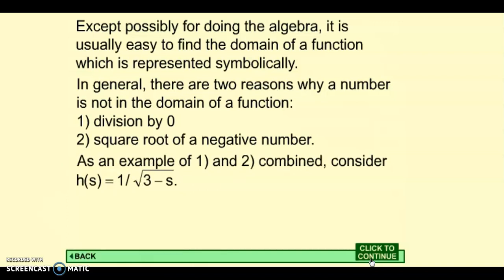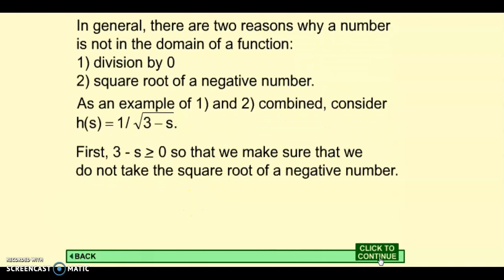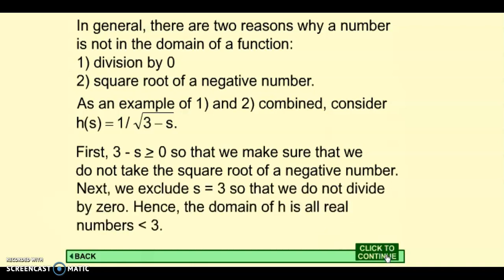Now let's see the examples combinedly, both the parts combinedly. Here I'm considering this function h of s equals 1 divided by the square root of 3 minus s. Now let's solve the function mathematically. If you are solving this inequality, 3 minus s greater than or equal to 0, we make sure that we do not take the square root of a negative number. Next, we exclude s equals 3 so that we do not divide by 0. Hence, the domain of h is all real numbers less than 3.